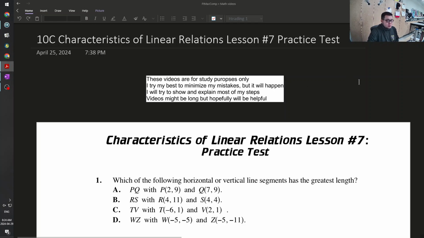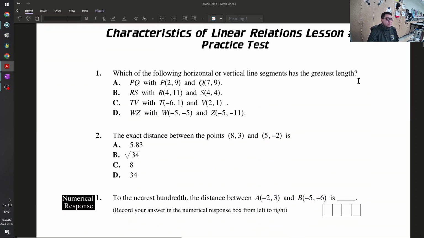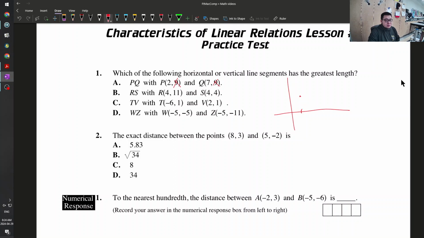Okay, let's get started. 1. Which of the following horizontal or vertical line segments has the greatest length? For these questions, all you want to do is subtract. The y value is 9, so the y value doesn't change. That means it is a horizontal line from x equals 2 to x equals 7. We're just going to subtract the bigger number from the smaller number. 7 minus 2 is 5.